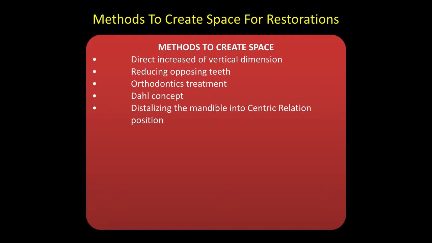Method 2 to create space, reducing opposing teeth to create space. Elective endodontic treatment may also be carried out if necessary. Method 3 is orthodontic treatment, aligning the drifted, tilted and over-erupted teeth to provide the required space. Method 4 is implementing the Dahl concept, also known as relative axial tooth movement. The last method to create space is by changing the mandibular closing position, by removing the retruded contact position on the tooth deflecting the mandible, so it now closes into centric relation. However, this method is rarely used to create space.